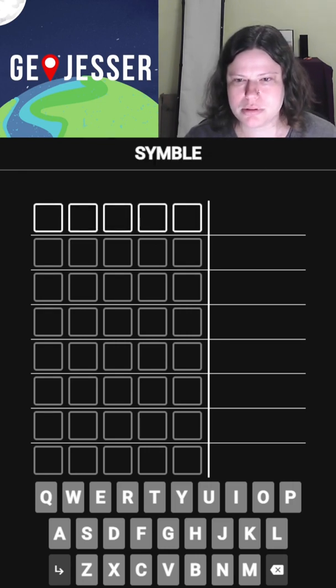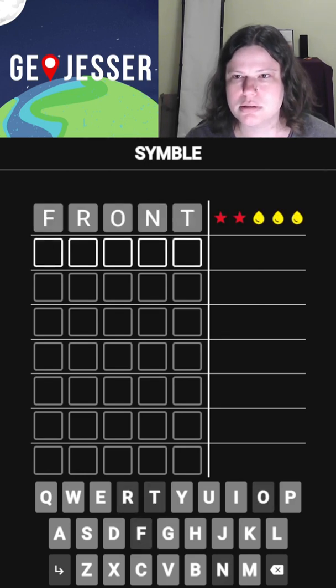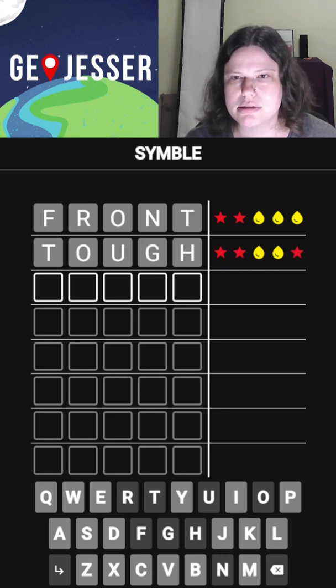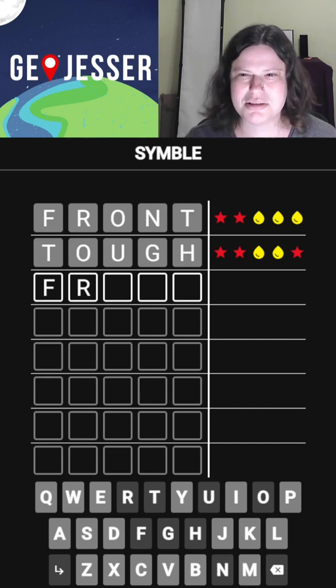So for symble, I am going to start with, I don't know, front. Why not? All right, I'm going to say, I think the red stars are yellow. And try TO at the beginning to test my theory. Make it tough. I am wrong. Okay. That is weird. Does that mean it's FR something something H?